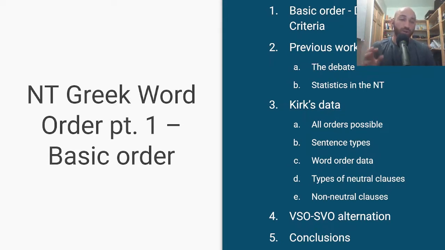So we know that every order is possible. The question is, is every order then neutral? The answer will be no, but where we'll end up is that two clauses are neutral, SVO and VSO, and the other clauses are not neutral, and there's some reason for that order. So that's the basic idea. And then we will talk about the VSO-SVO alternation, which is attested in other languages as well. So we'll talk a little bit about that and why that's the case, and then we will draw some conclusions.